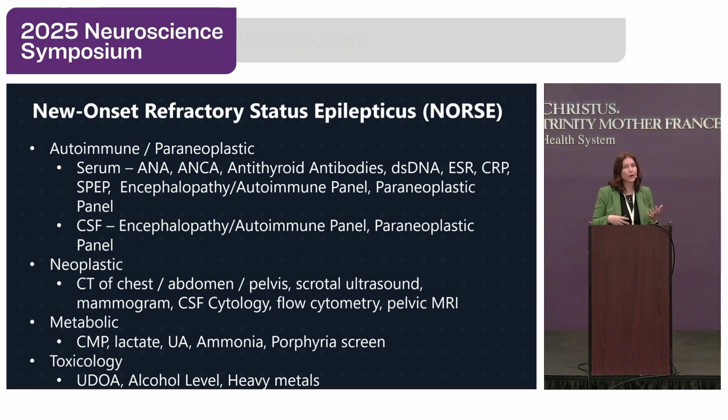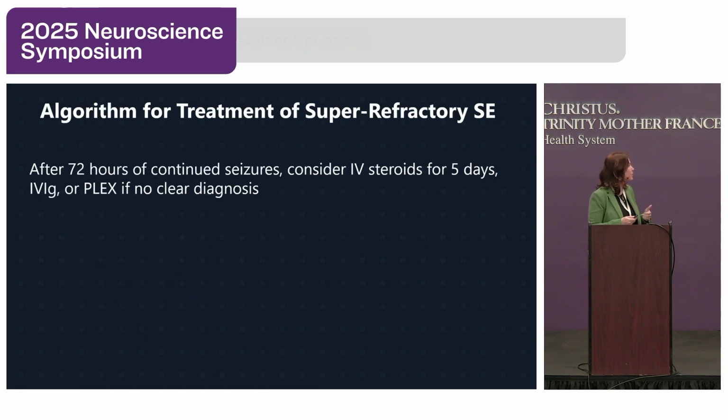Neoplastic is also in the differential, so if everything's coming back negative, we need to think about, okay, do we need to scan the rest of the body? Weird things: mammograms, CSF cytology, flow cytometry, scrotal ultrasounds, things like that. We really got to find what's going on. Metabolic and toxic causes, you can't forget about those either, heavy metals, things like that.